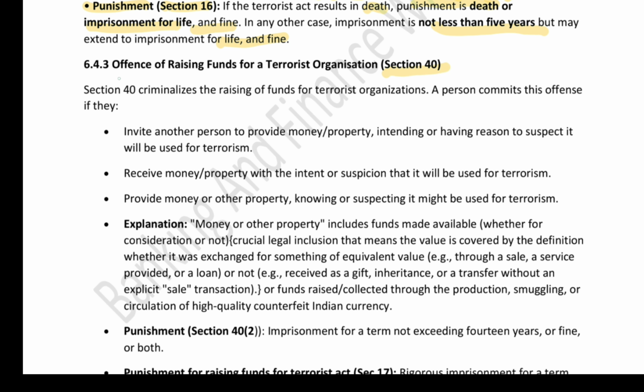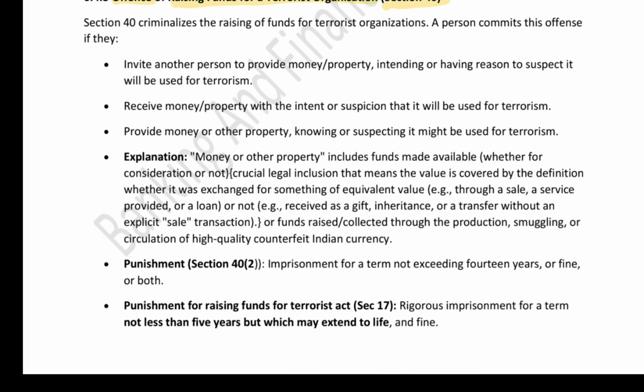Then Section 40 discusses the offence of raising funds for a terrorist organization. Section 40 criminalizes the raising of funds for a terrorist organization. A person commits this offence if they invite another person to provide money or property, intending or having reason to suspect it will be used for terrorism, then receive money or property with the intent or suspicion that it will be used for terrorism, then provide money or any other property knowing or suspecting it might be used for terrorism.